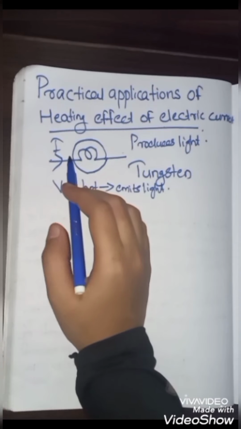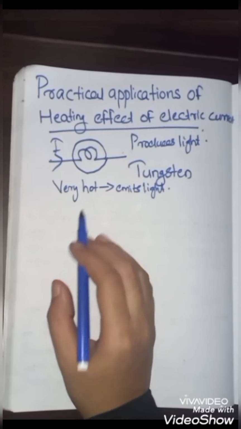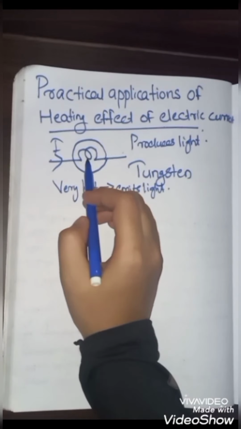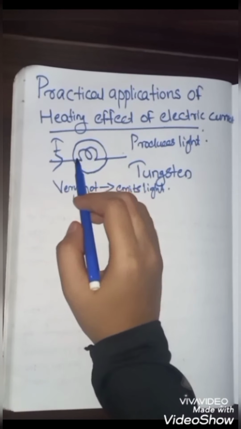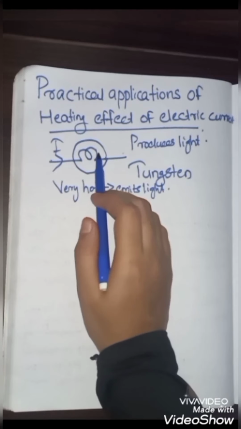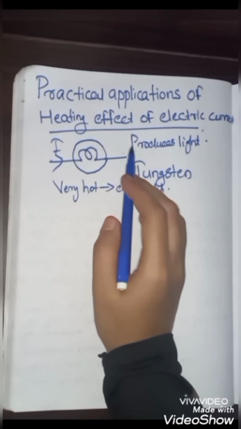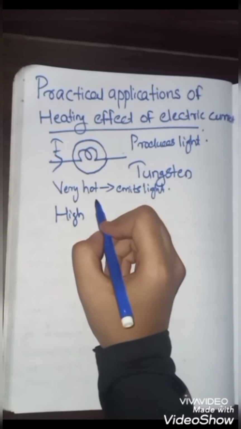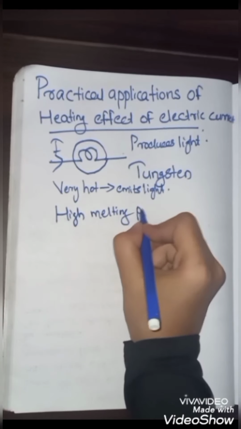When the filament gets heated to a high temperature, it should not melt. Such metals are used for making these filaments. Strong metals are used for making this filament because the filament gets heated and there is a chance it may melt. So to make the filaments, we use strong metals with a high melting point.